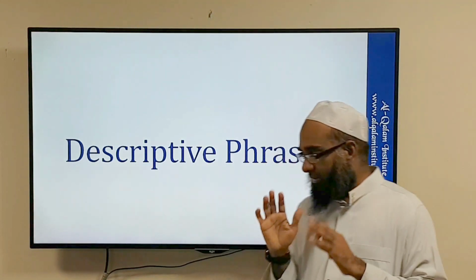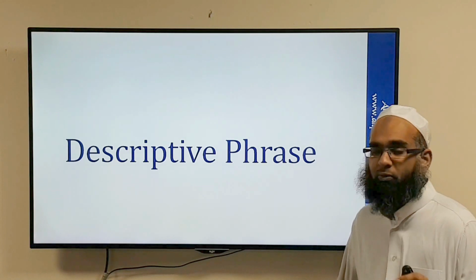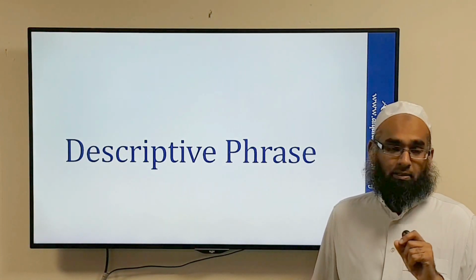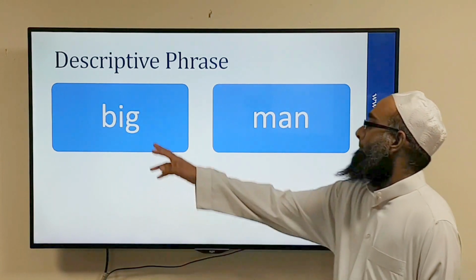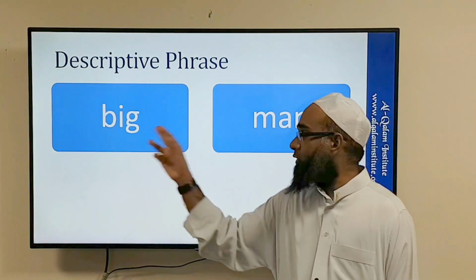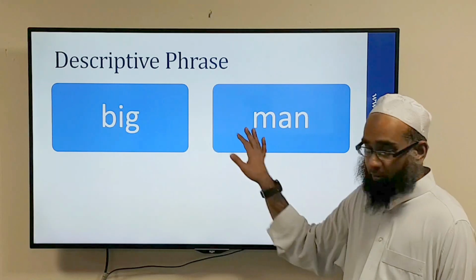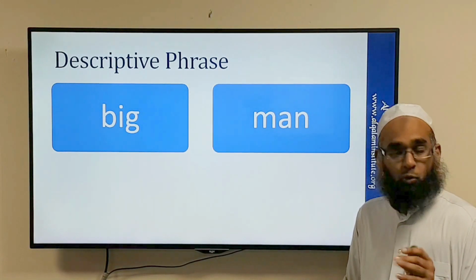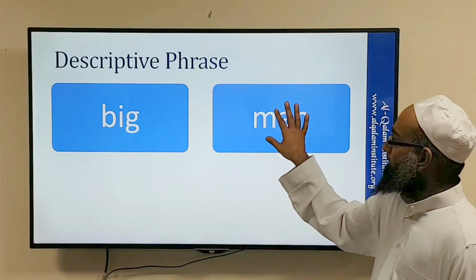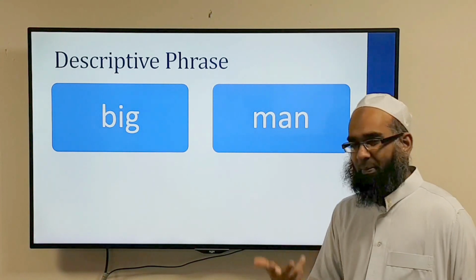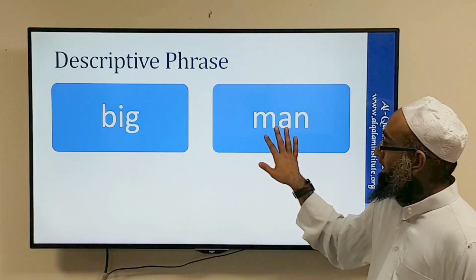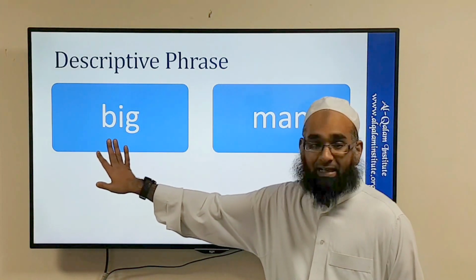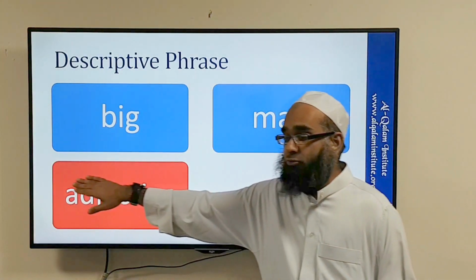Right. Now the first one I want to run through with you is the descriptive phrase. I mean a phrase where we use an adjective. For example, you have big man, rich boy, tall boy. So it's made up of two words. A descriptive phrase is made up of two words. Now man is what? What is it in a grammatical aspect? It's an ism, it's a noun. And this is an adjective. Adjective does the describing.